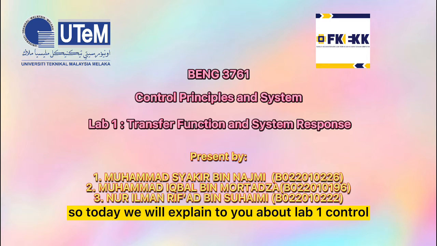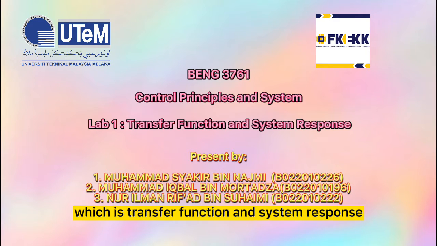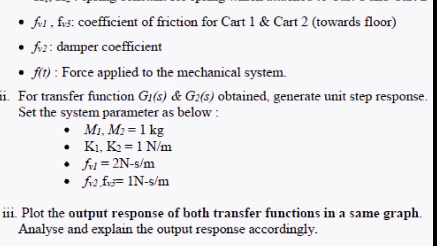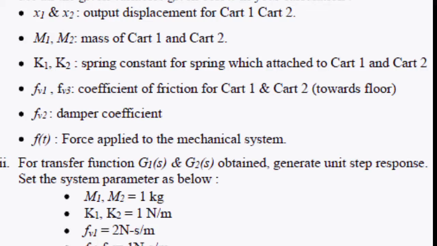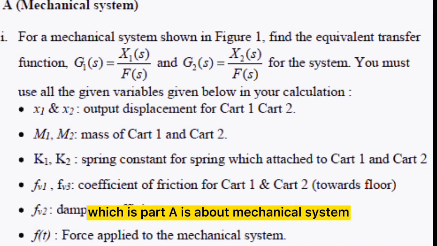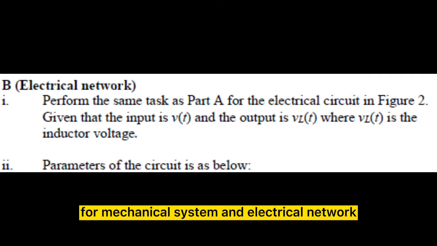So today we will explain to you about lab 1, control principle and system, which is transfer function and system response. First I will explain about the procedure that we must do in the transfer function and system response lab. There are two parts in this lab session: part A is about mechanical system and part B is about electrical network. This lab is basically about using MATLAB and doing manual calculation to find out the transfer function for mechanical system and electrical network.